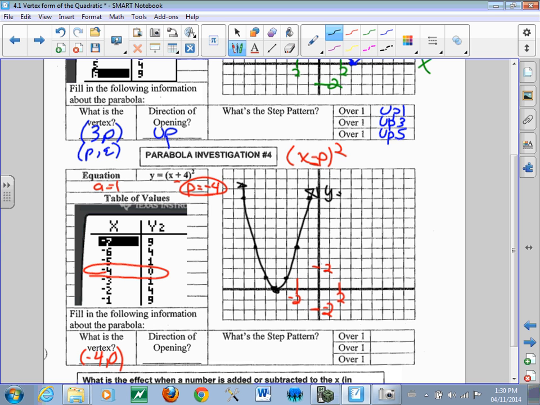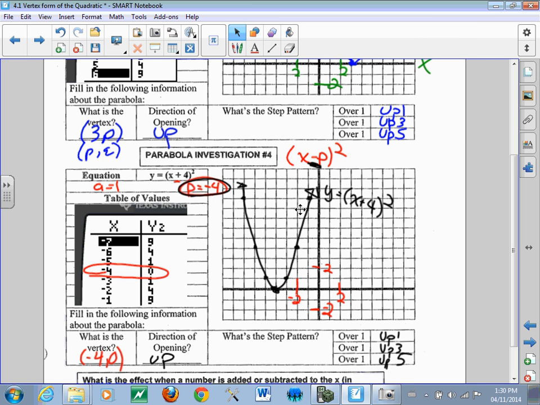And label it y equals x plus 4 squared. Okay, so keep in mind, the P is kind of opposite in the bracket. So although it says plus 4, the formula is negative itself. So it's the opposite of what it appears in the bracket. That's a little trick. Okay? Direction of opening, folks, is up. Step pattern is still the same. So up 1, up 3, and up 5.